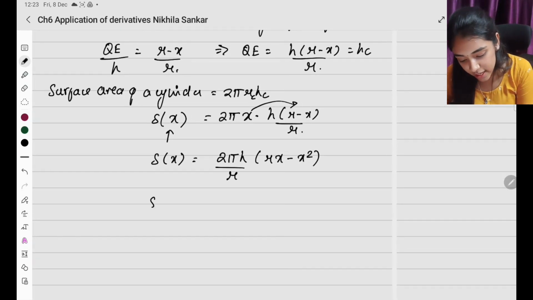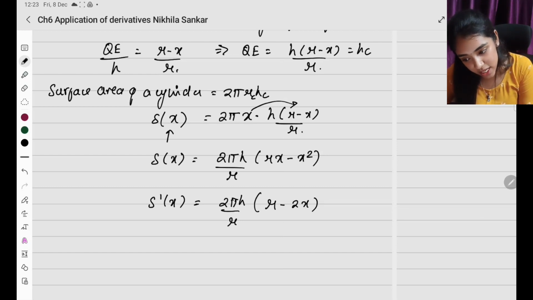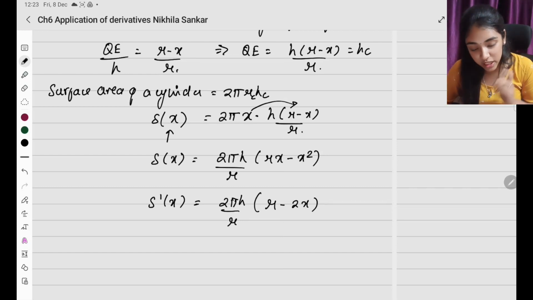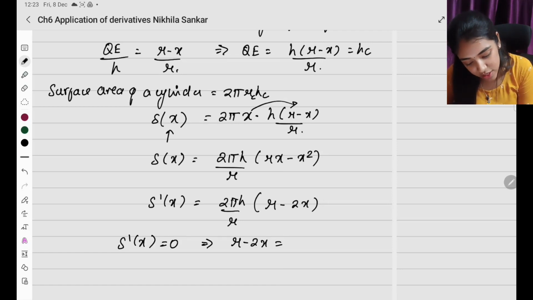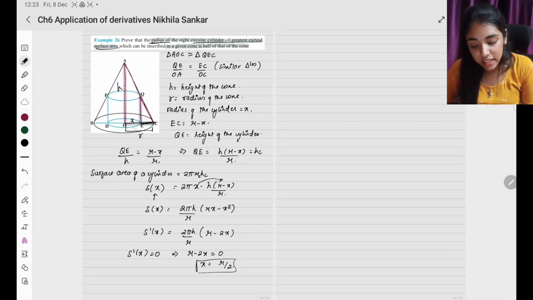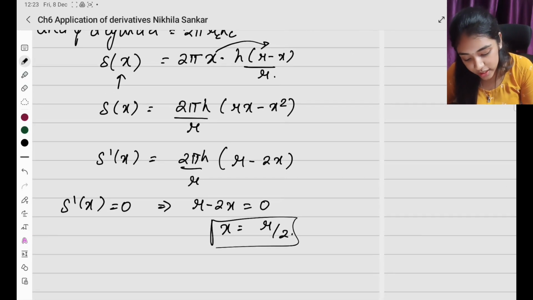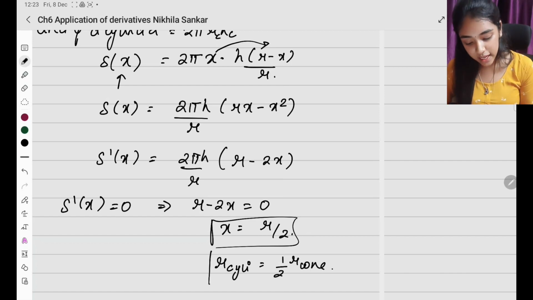When I differentiate, I have S dash of x equals, the constants remain the same, 2 pi h divided by r, times the bracket rx minus x square. When I differentiate with respect to x, I have r minus 2x. This is my S dash of x. Now what do we get if we find the critical point? S dash of x equals 0. From this, r minus 2x equals 0, so x equals r divided by 2. So the radius of the cylinder is half the radius of the cone. Understood? I have found this particular relation, and this is my critical point.